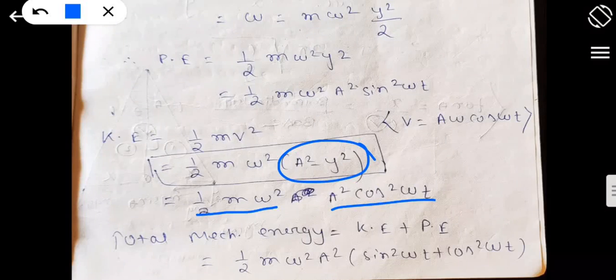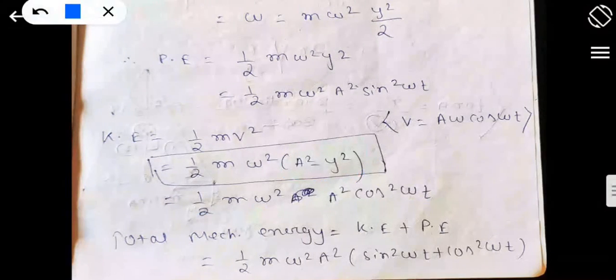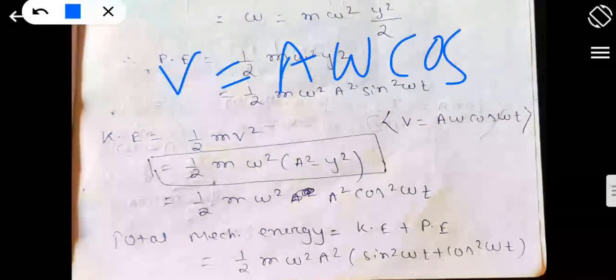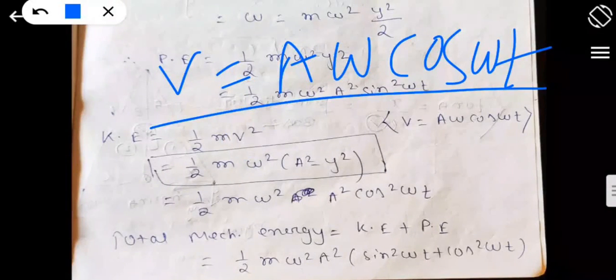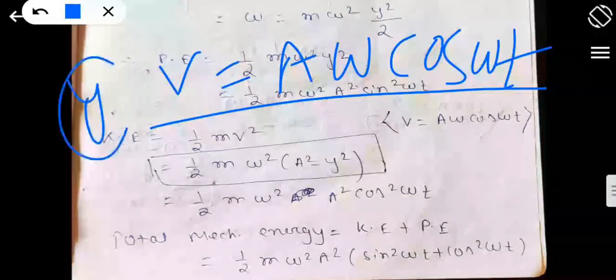As you can see here, a square minus y square is obviously a square cos square omega t. How can you say so? Because for v, another formula is v equals a omega cos omega t. What is the formula for v? A omega cos omega t. Because by differentiating y, we achieved this formula in the last class.